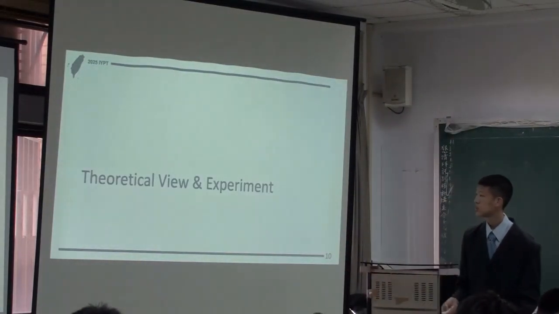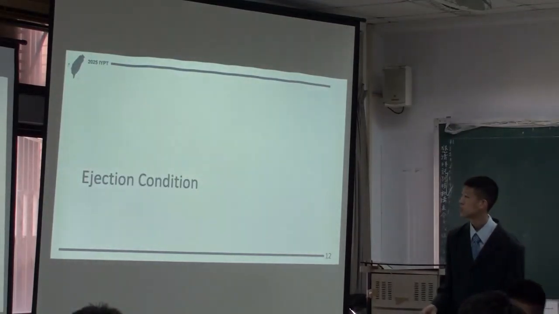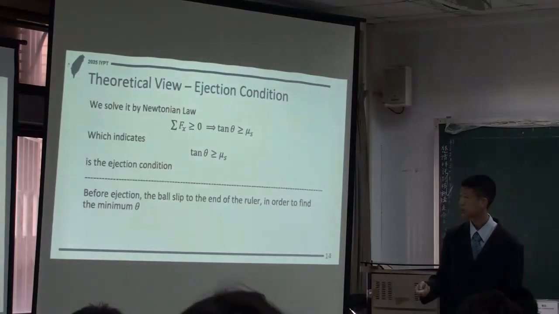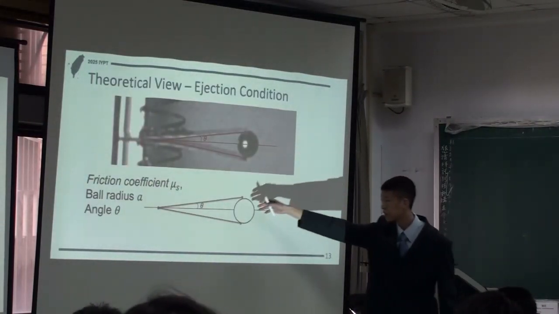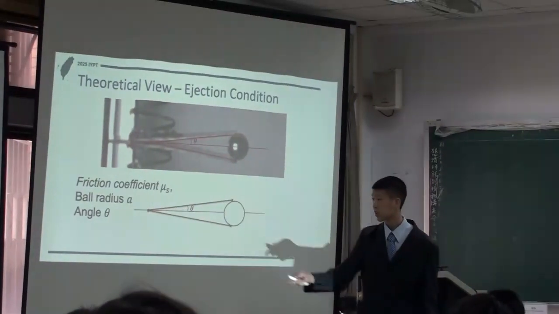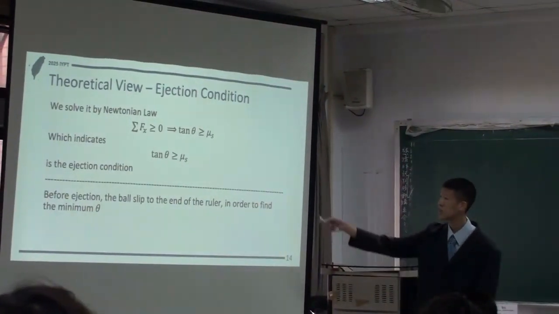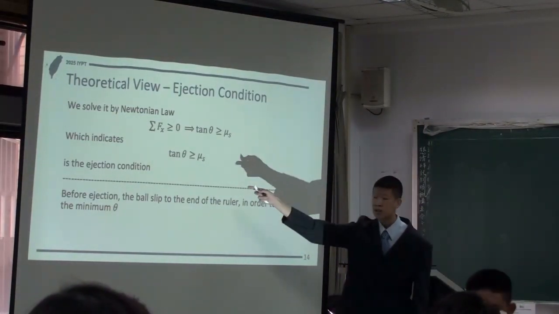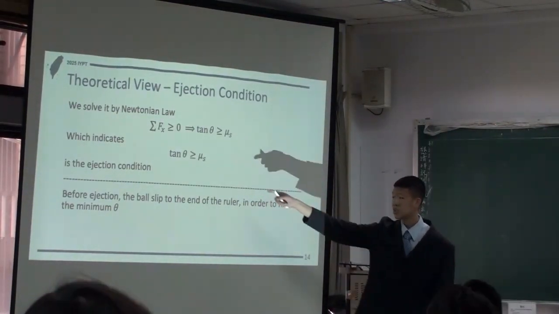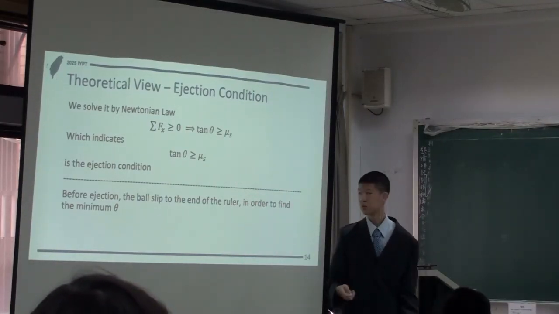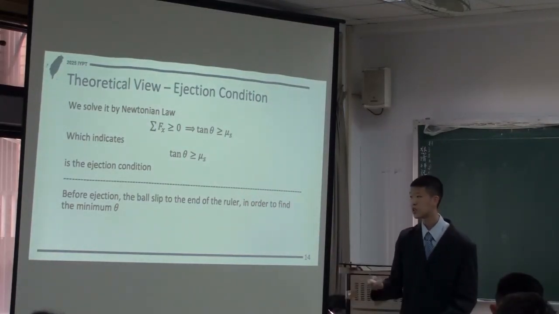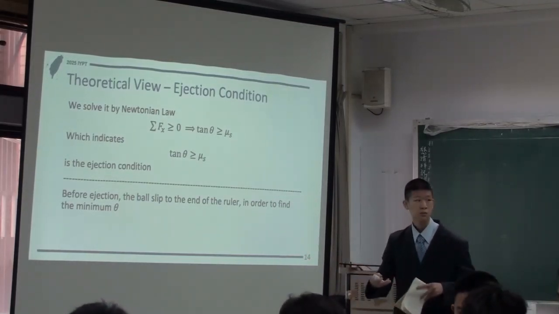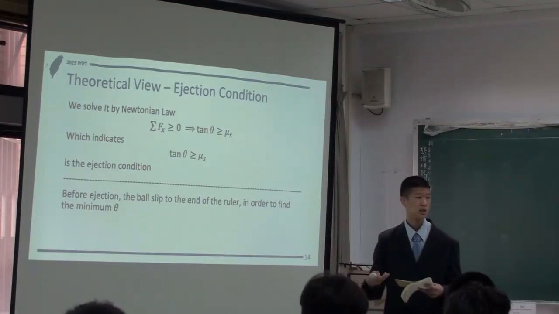This is because if we define these quantities, we can use Newton's laws to find that the ejection condition is tangent theta is greater than mu, and before ejection, the ball will slip to the end of the ruler because it wants to get the minimum theta.